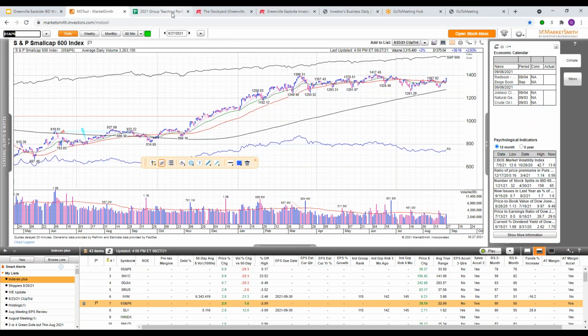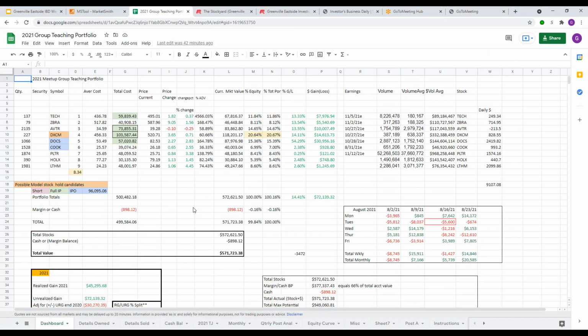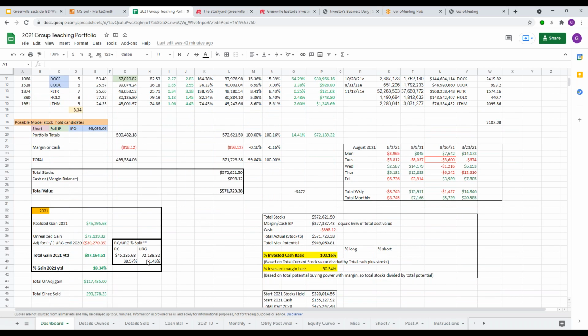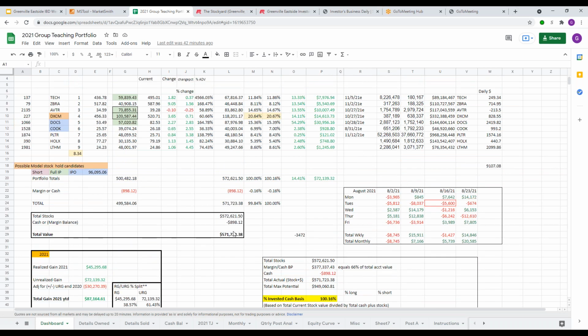And flipping back, look at the group teaching portfolio. Currently have 9 positions. A couple of them are full, 2 of them are oversized because they had add-on buy points. So 60,000 basis is the full position. So you can see AVTR and Dexcom are both bigger. We're up 18.34% year to date and 100.16% invested. So we use just a little bit of margin, less than $1,000, with some of the end of the week buying this week.